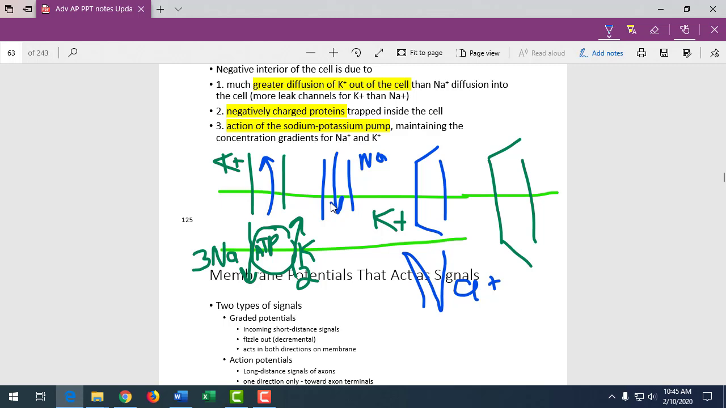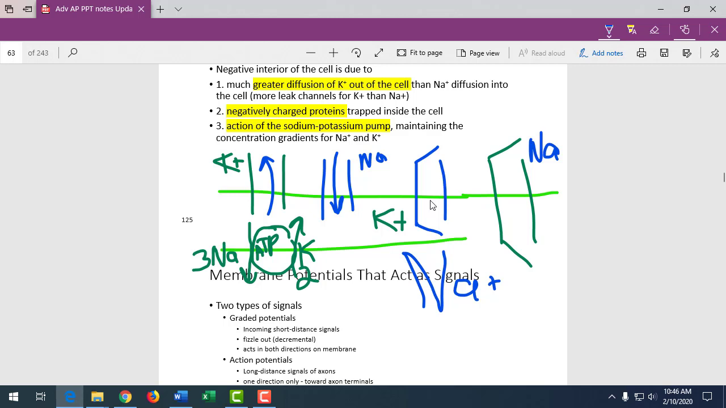But now we add extra doors with the sodium channel that's gated. I'll add it right here, sodium. So we have a gated sodium channel here. We have a gated potassium channel here. So when I change the charge on the membrane, I can open up extra doors for sodium and potassium. So how do I open up extra doors? Well, there has to be a stimulus, right?